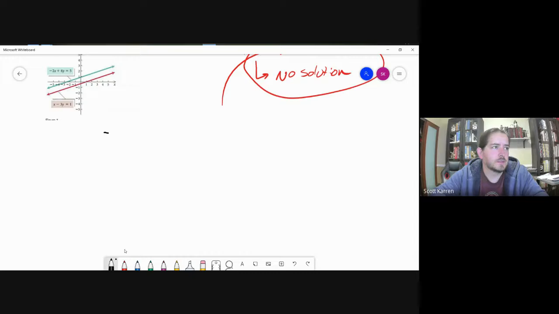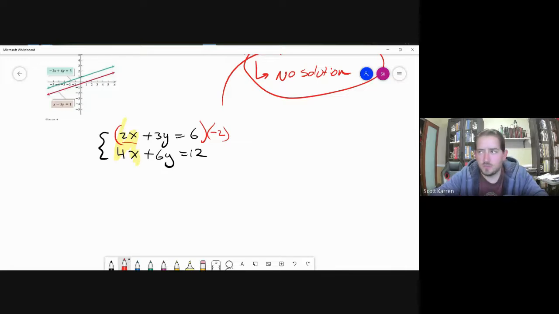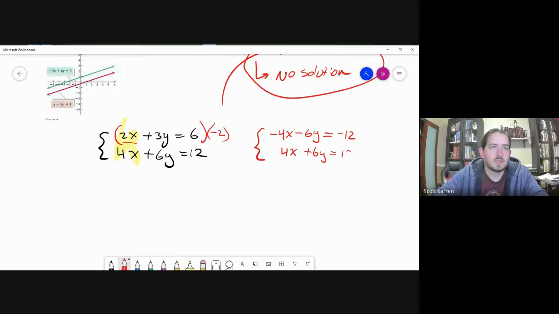Let's look at this one. 2x plus 3y equals 6, and 4x plus 6y equals 12. Once again, I will probably look at the x values here and multiply the top one by a negative 2 to make the coefficient in front a negative 4. So my equivalent system is negative 4x minus 6y equals negative 12. And on the bottom, I haven't changed anything. When I try to combine these, everything cancels out, and so I get 0 equals 0.